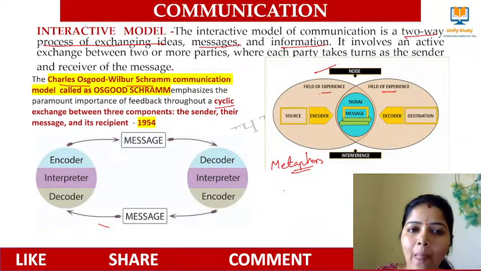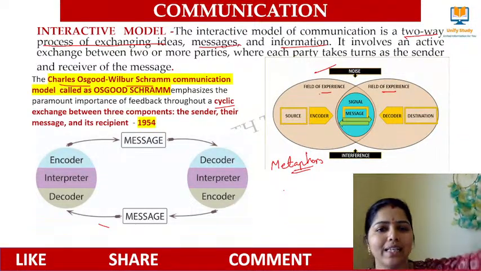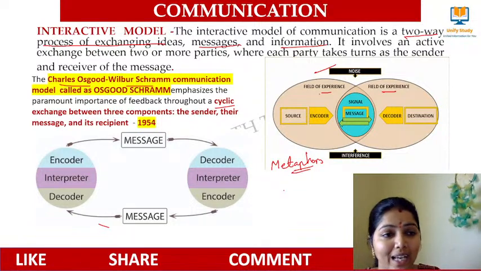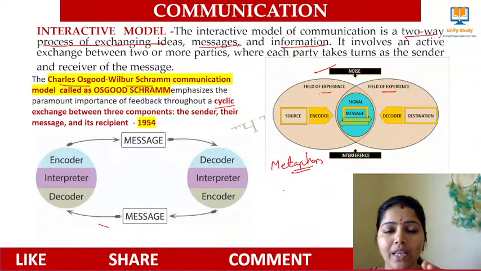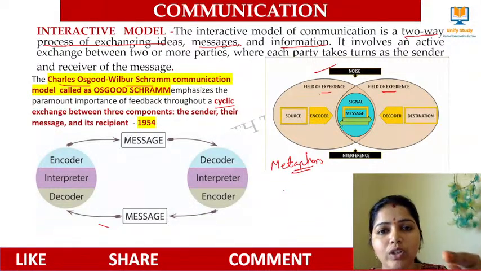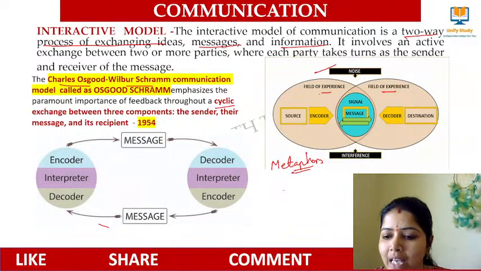I hope it is clear. Just compare: you start with the Aristotle model, which is just a linear one-way model, then move to the Laswell model, then the Shannon-Weaver model, then Berlo's model, and then the Wilbur model. The Wilbur model is doing interaction. Earlier it was a one-way model. Here we are doing a two-way model. Two-way communication is there. The concept of feedback comes, and another concept called field of experience comes.